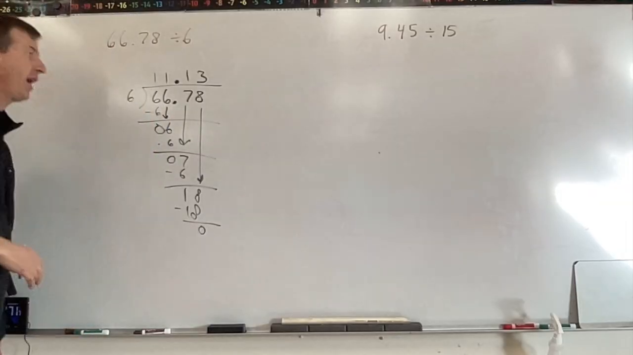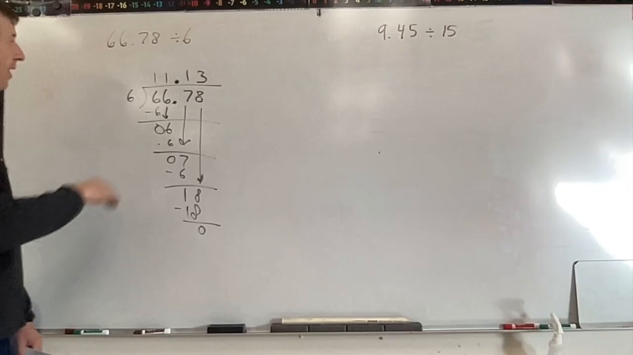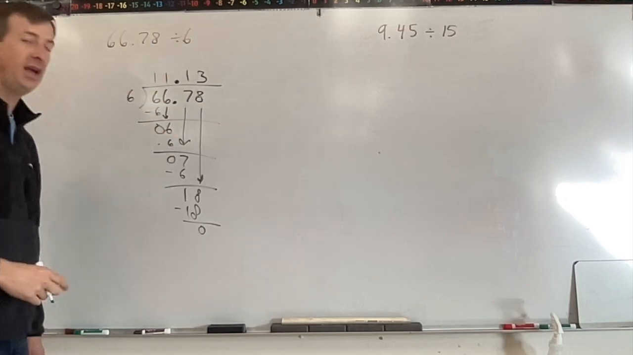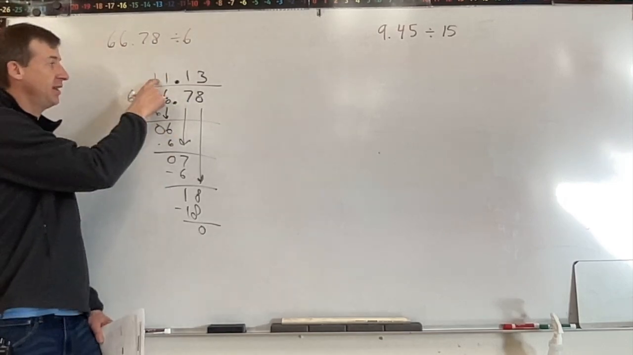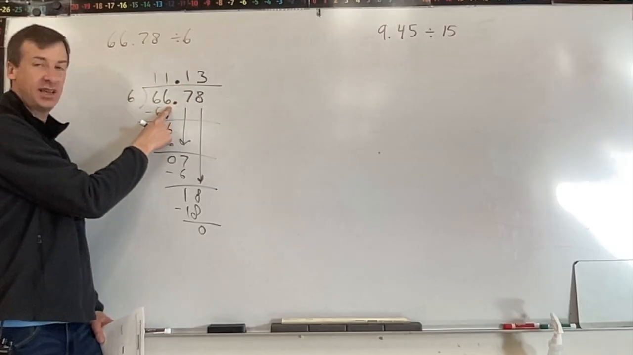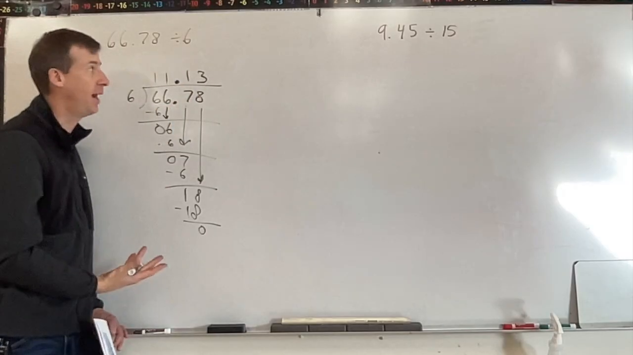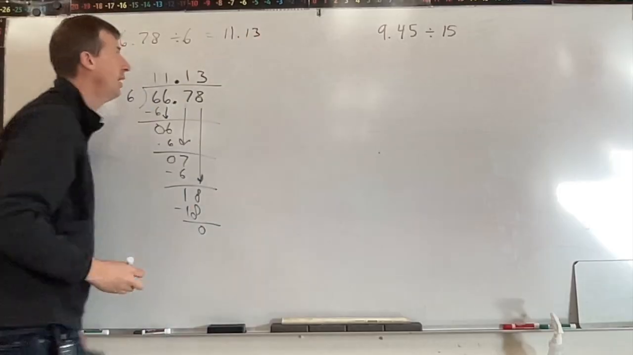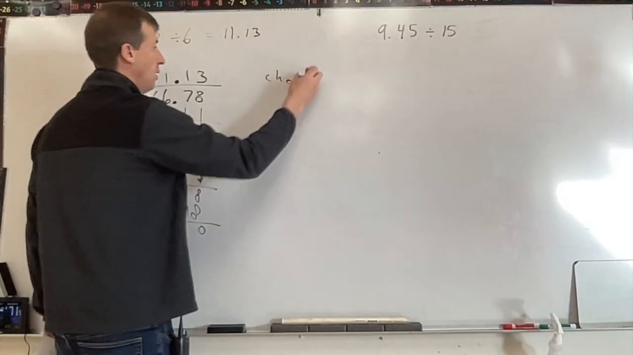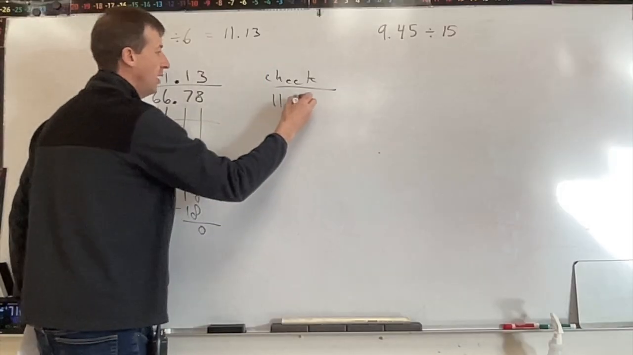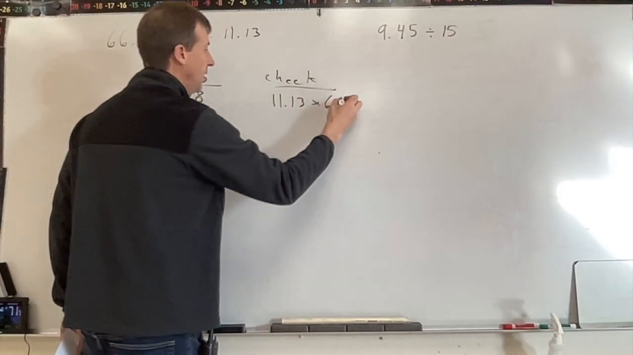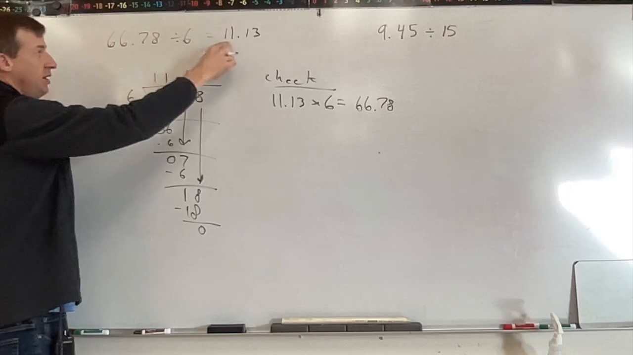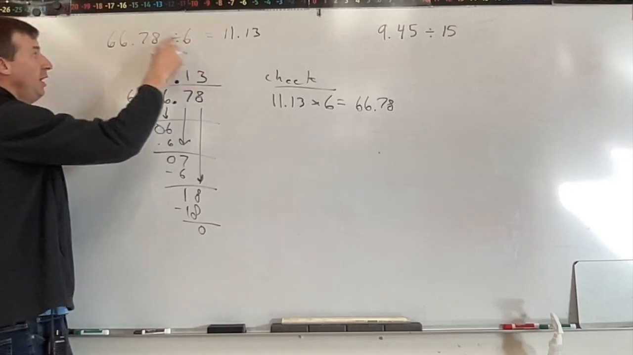Now, how do you check this? Okay, well, I know that 66.78 divided by 6 is 11.13. That tells me that 6 times 11.13 should be equal to 66.78. So we're going to check it by doing the reverse operation. If 66.78 divided by 6 equals 11.13, then it should be true that 11.13 times 6 equals 66.78. So the dividend divided by the divisor equals the quotient, then the quotient times the divisor should equal the dividend.